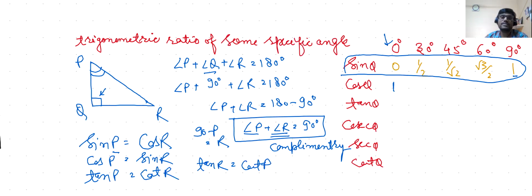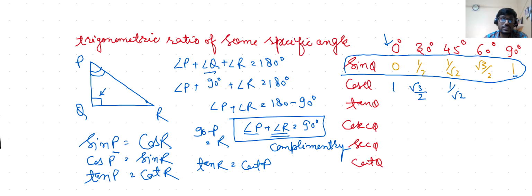60. So the value at sine 60 would be the value at cos 30. Sine 60 would match with cos 30. So sine 60 is root 3 upon 2, and it would be the same value at cos 30. For sine 45, 90 minus 45 is 45 itself. So these two values are the same in cos 45 and sine 45.